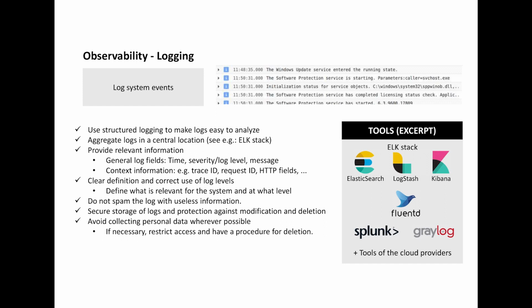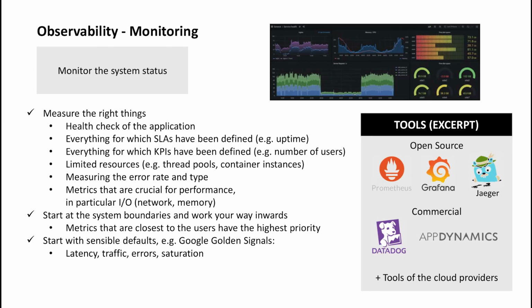Define severity levels for your logs, and clearly specify what is to be logged for which severity level. This sounds simple at first, but it is often difficult to predict which information is particularly relevant when troubleshooting. Use the experience you gain in production to gradually improve your logs.